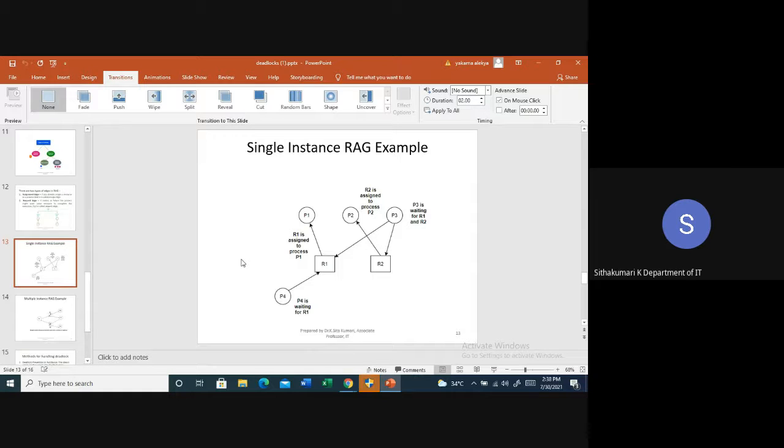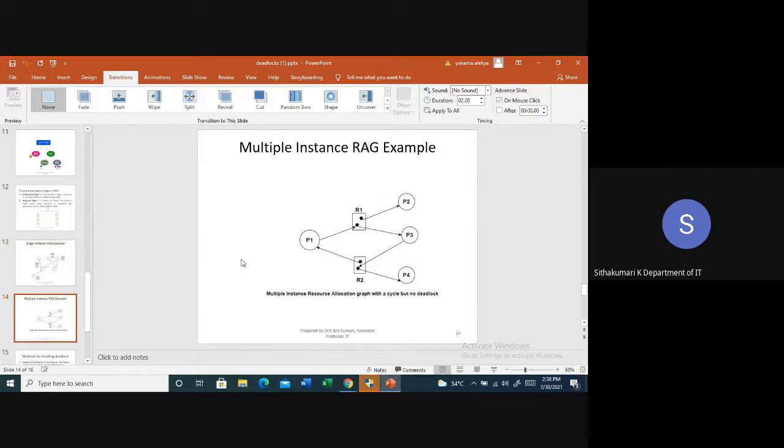So this is deadlock free. There is no deadlock here because there are no cycles in the graph. If there are no cycles, then there is no deadlock. If there is a cycle, there is a deadlock. So how you can check whether a deadlock is present or not: if there is no cycle, there is no deadlock at all. If there is a cycle, there is a deadlock. This is a single instance resource allocation graph.